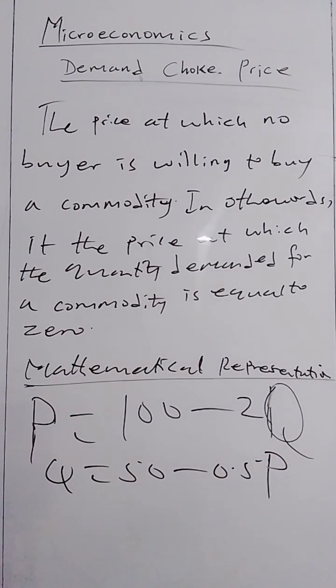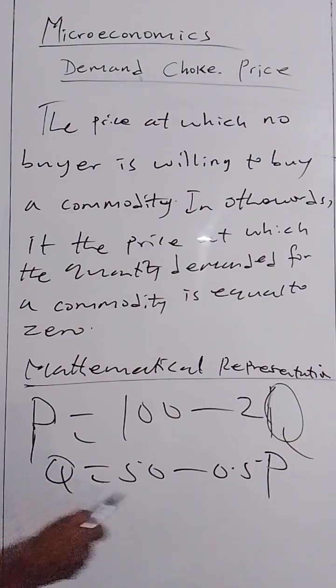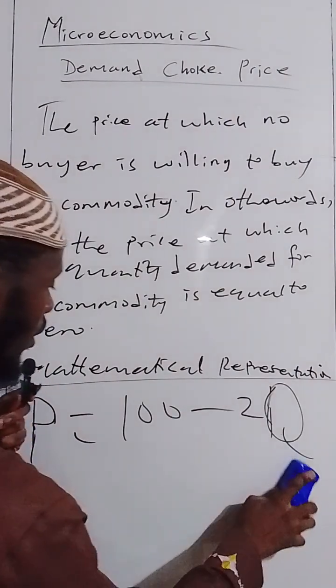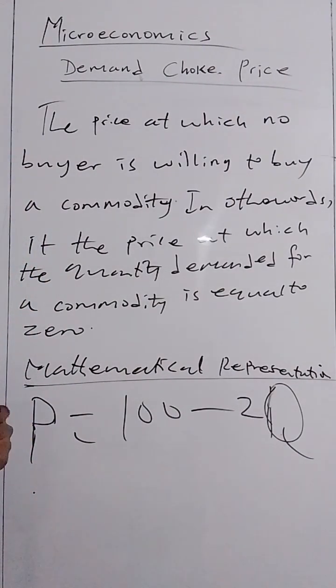So to determine the demand choke price, we first need to make P the subject of the formula before we plug in 0, in order to make it easier. But if you don't do that, you can just replace Q with 0 and later make P the subject. So either way we are going to get the correct answer. What matters is that we set Q equals 0.